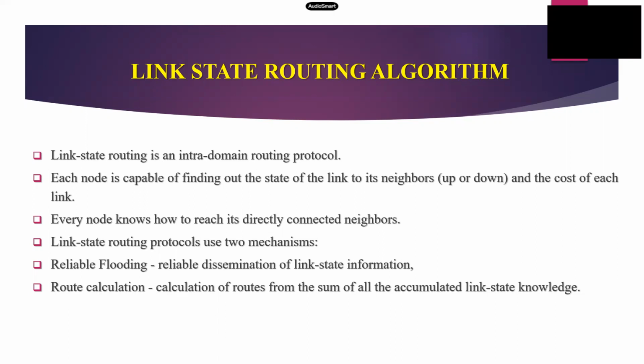So reliable flooding means what? From a starting node, we should find out its neighbor node. That is reliable flooding, not in a particular direction. In all the directions we can find the neighbor node also. And route calculation is the calculation of routes from the sum of all the accumulated link state knowledge.